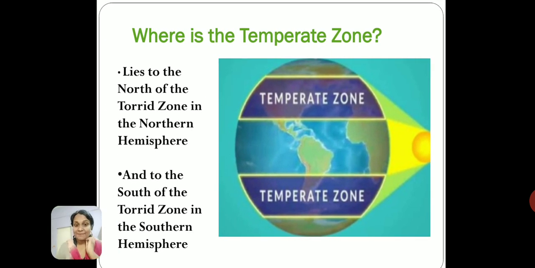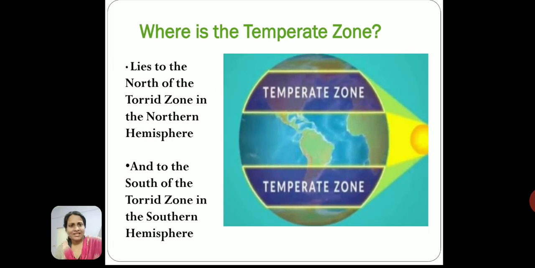Now what does temperate mean? The word temperate means moderate, pleasant. It is not very hot, not very cold. So these are the words that you need to remember. What is temperate climate? Temperate climate is moderate. What does moderate mean? It means in the middle, not very hot, not very cold. So it's pleasant, it is in the middle. And where will we find it? In the northern hemisphere, it is above the torrid zone. In the southern hemisphere, it is below the torrid zone. So you need to remember this image.